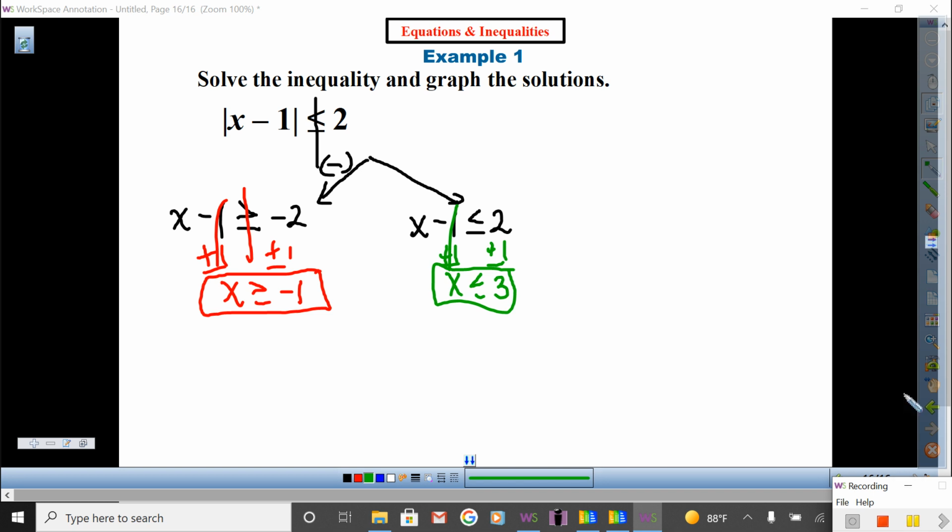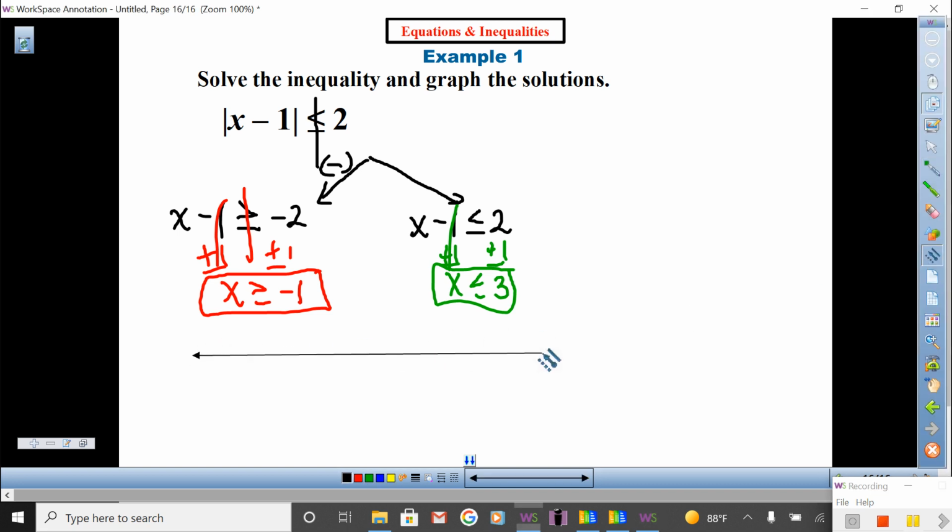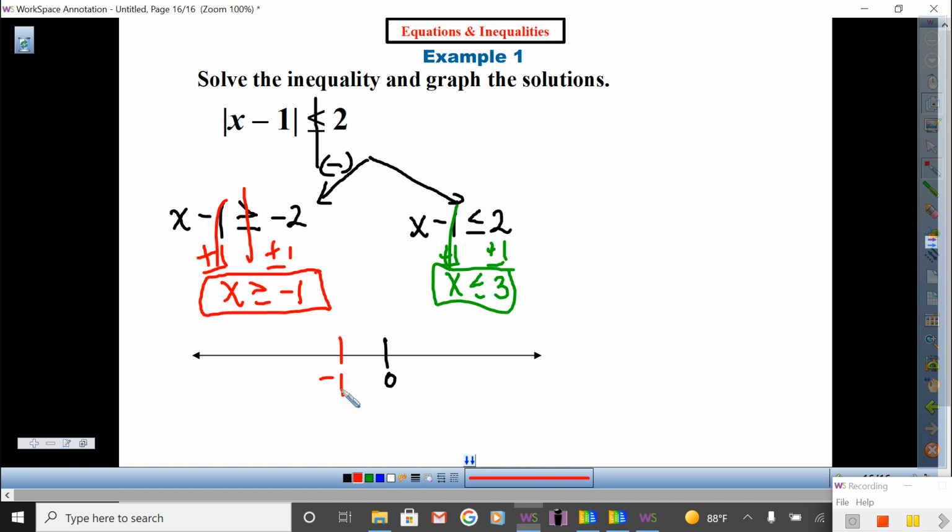All right. Next, graph. Let's graph this together since we already know how to graph inequalities. I'm going to draw my number line right here. Draw yours right there as well. My 0. All right. Let's graph the red one first, yes? My dividing point is at -1. Okay. Does it have an equal sign here? Yes, there it is. So it's a solid point.